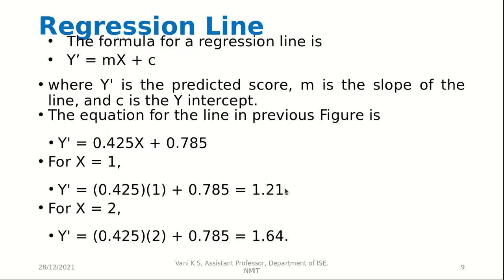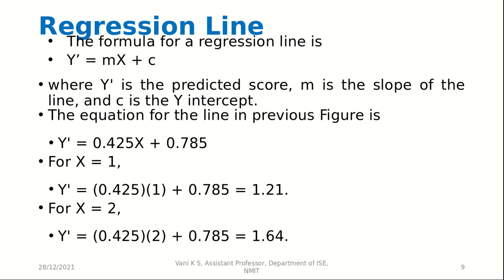Now the formula for regression is obviously y = mx + c. This is the formula of a simple line as well. Here y' is the predicted score, m is the slope of the line, and c is the y-intercept.